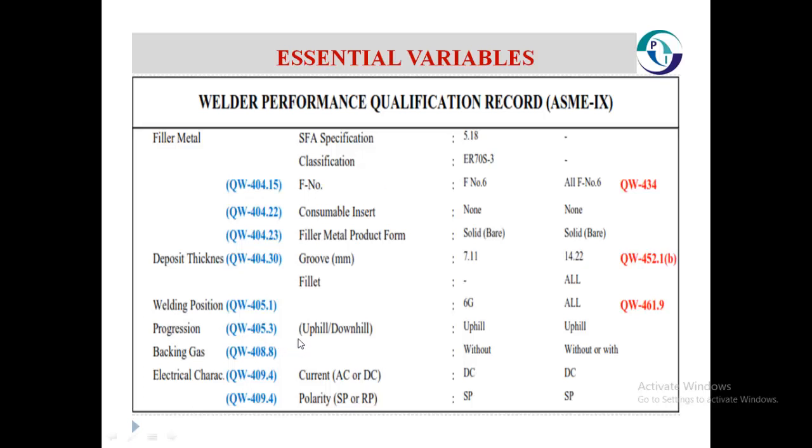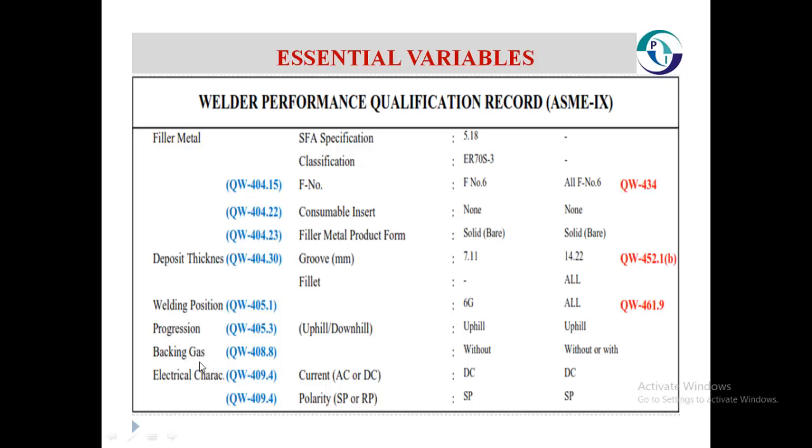The welding progression is an essential variable for the welder performance qualification as per QW 405.3. Any change from uphill to downhill or downhill to uphill for the vertical position is an essential variable. In our case, the welder welded with the uphill progression, so he is qualified only for the uphill progression.